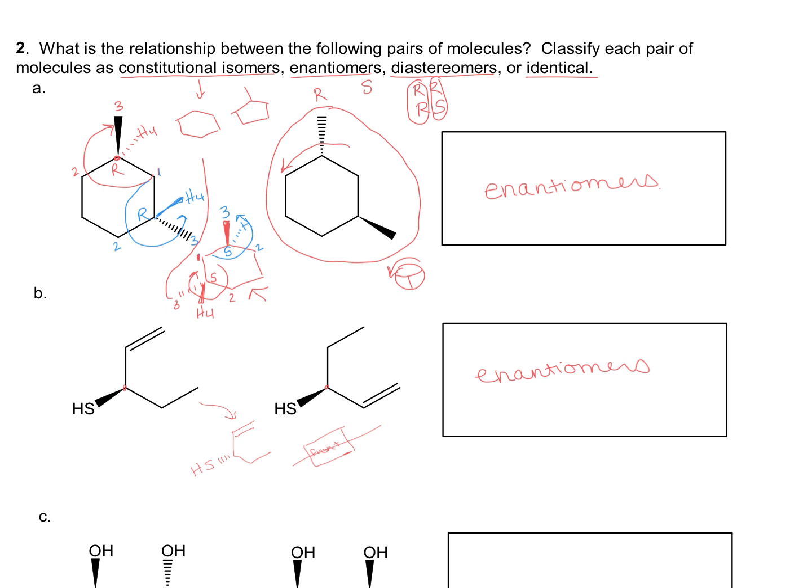Again, if you're not a visual person, let's erase this just to clear our mind here for a second, then determine R or S. So you'd say 1, 2, 3, hydrogen is in the back, it's 4. So 1 to 2 to 3, it looks like it's going clockwise, which would make it R. And then over here, 1, 2, 3, and hydrogen's in the back. So it is what it is. It is going to be S. So because one side is R and the other side is S, it confirms that those are indeed enantiomers.